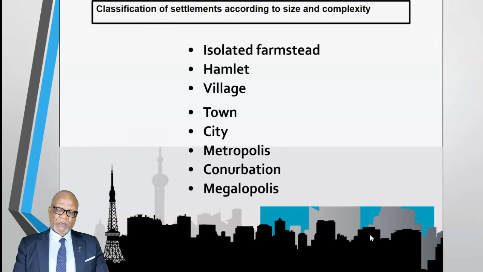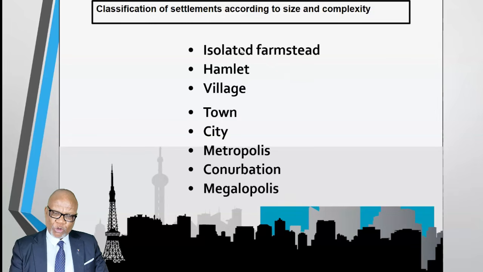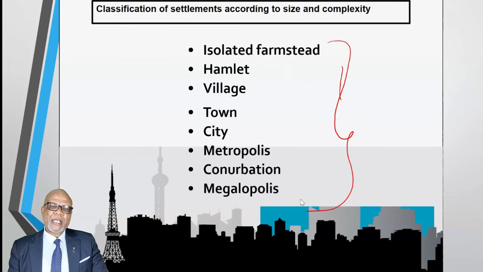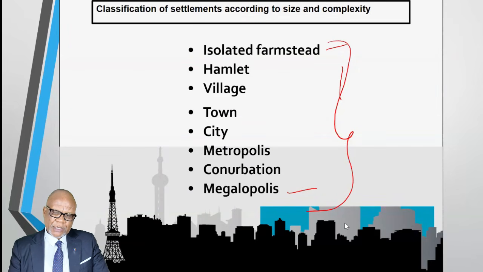Now, let's look at the classification of settlement. What is classification of settlement? Settlement can be classified according to a number of ways. We said in the introduction, we classify settlements here according to size and complexity. We're looking at the settlements from the smallest to the largest. What is the smallest form of settlement? It is an isolated farmstead. And what is the largest form of settlement? It is a megalopolis.